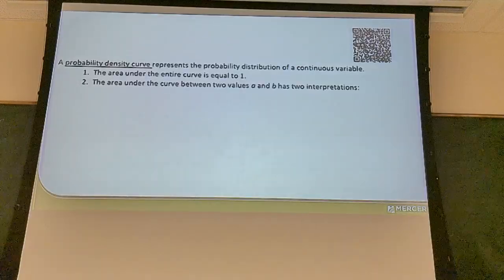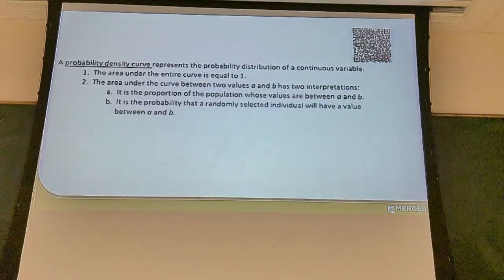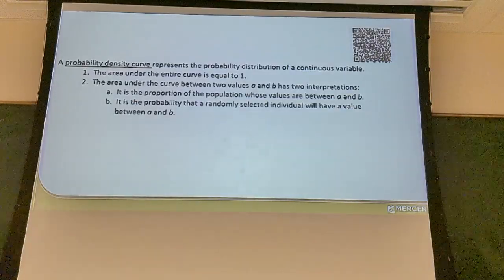I kind of mentioned this already. Area under the curve between two values has two interpretations. Proportion of the population whose values are between A and B. Probability that a randomly selected individual will have a value between A and B. And probabilities are also proportions.